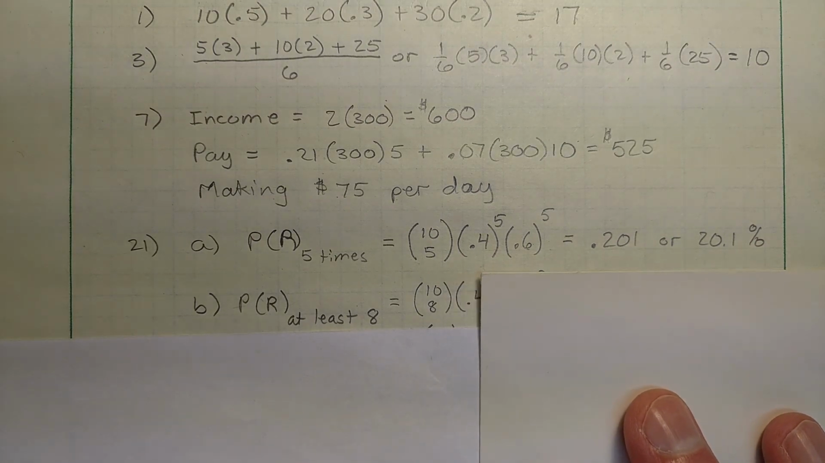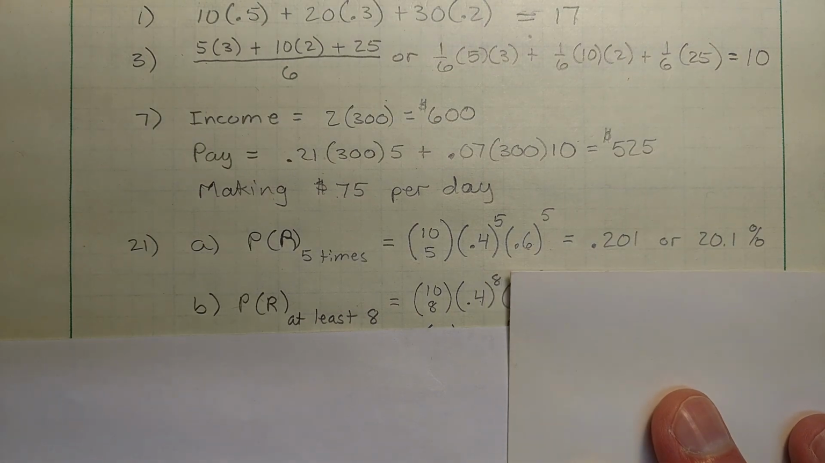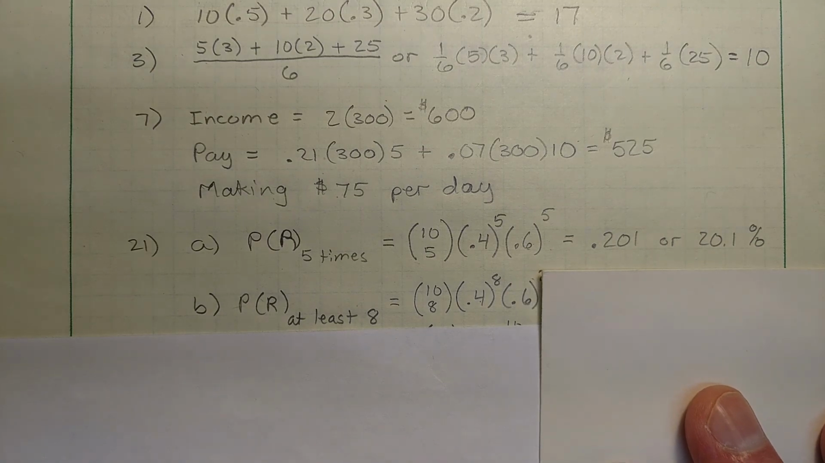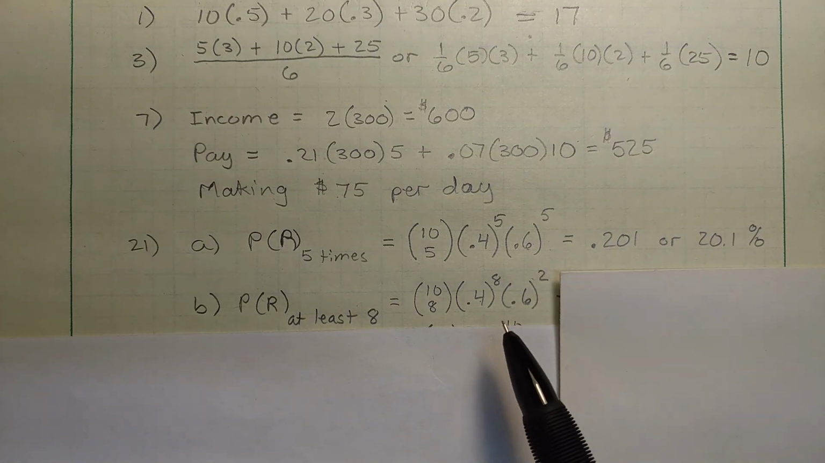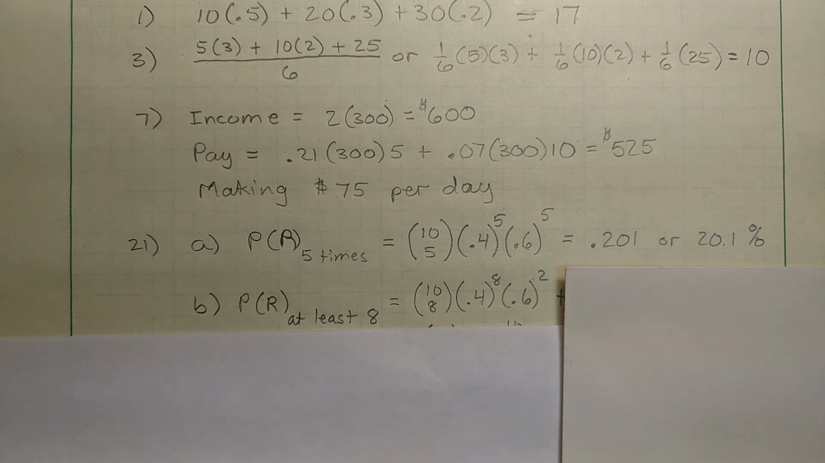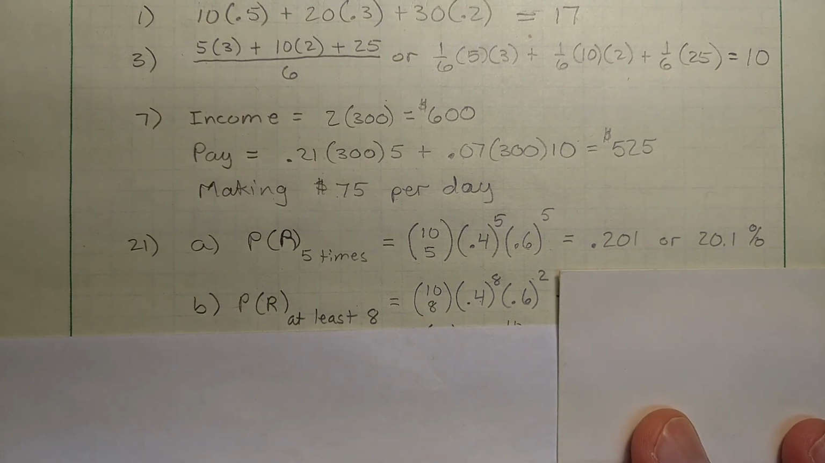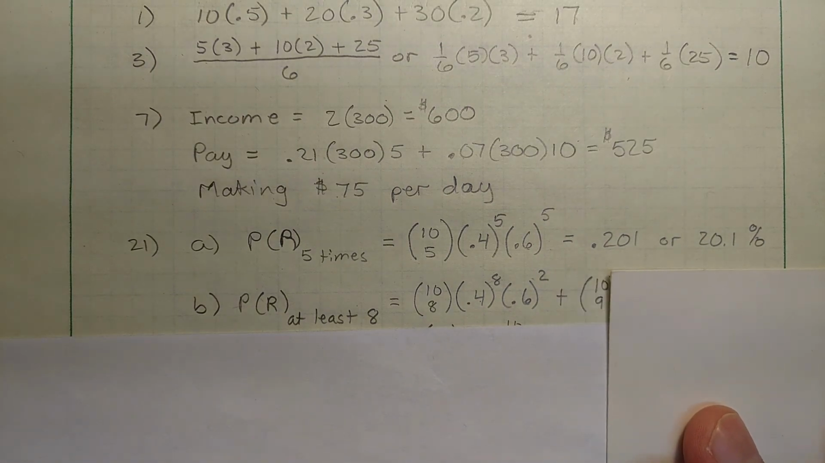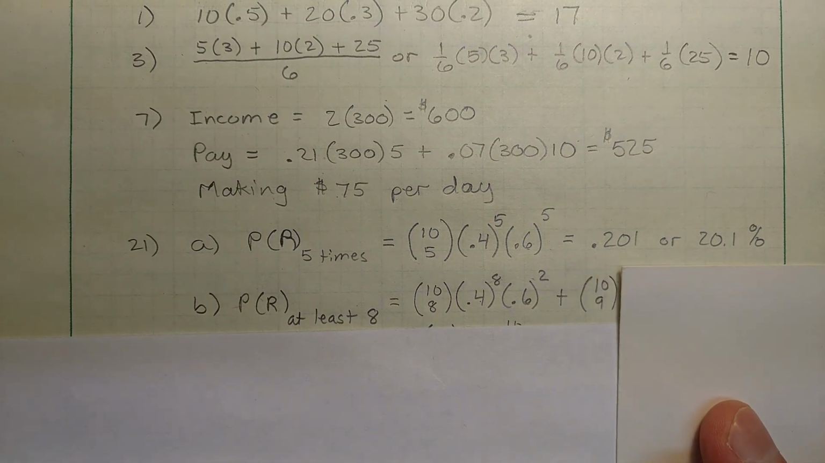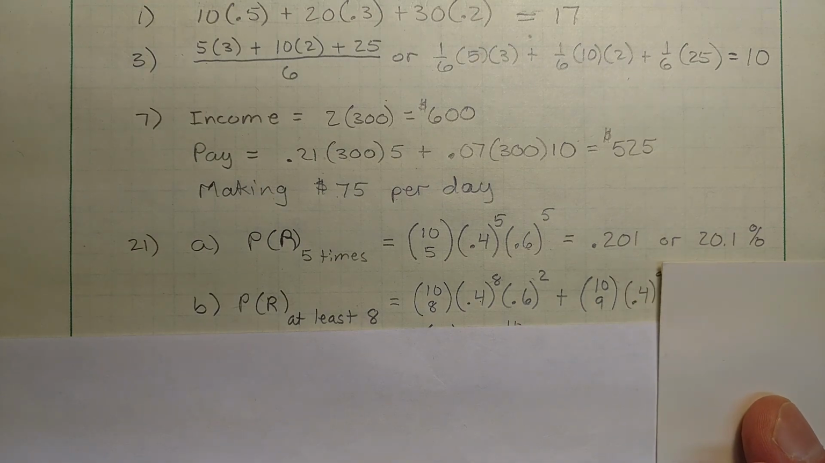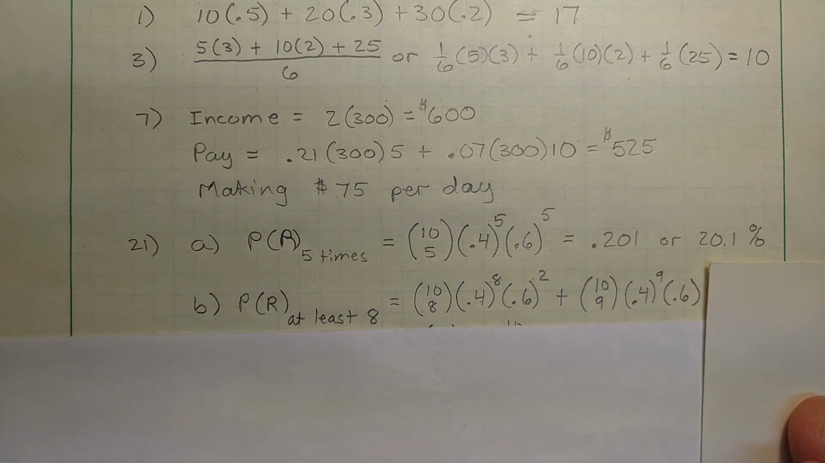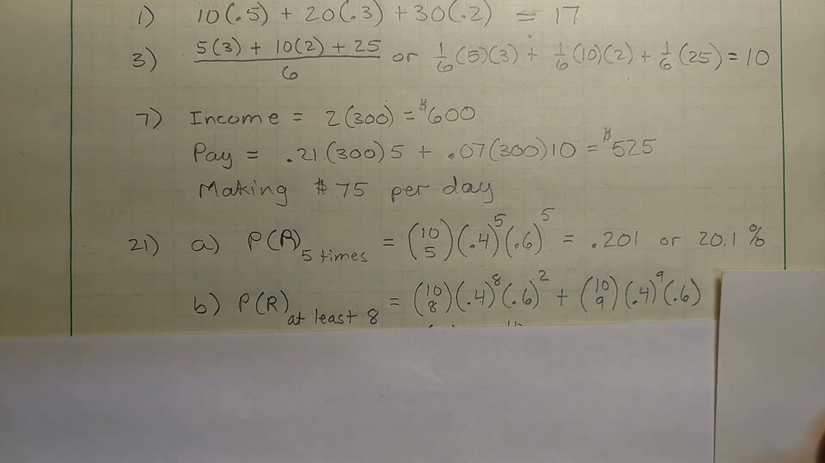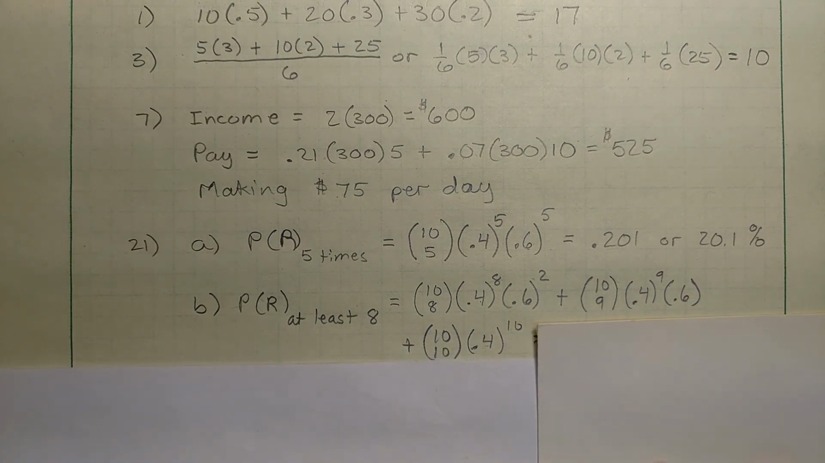My probability of red is 0.4. So for 8 times, I'll raise that to the 8th power. The probability of not red is 0.6, and that would be raised to the 2nd power. These two numbers here always have to add up to your total of trials there. That's just from the binomial theorem. Calculating that out there, and then the probability of 9 reds is going to be 10C9, 0.4 to the 9th, and 0.6 to the 1st. I didn't write the 1 there because it's just the 1st power, plus the probability of getting 10.